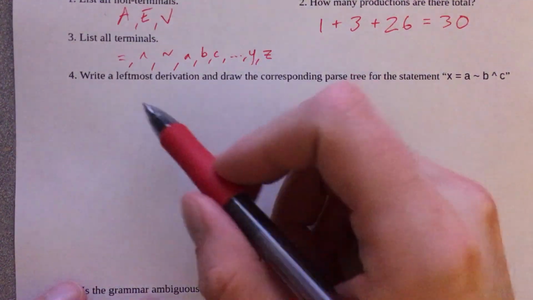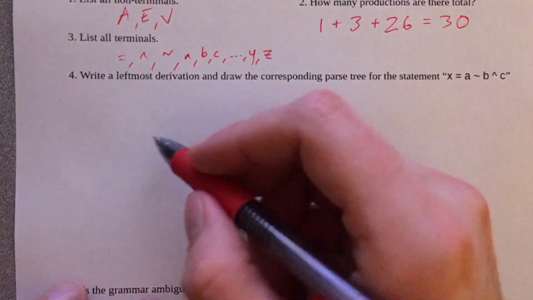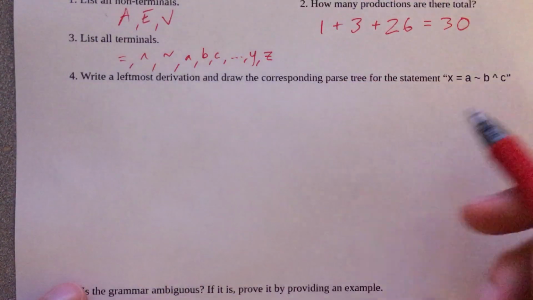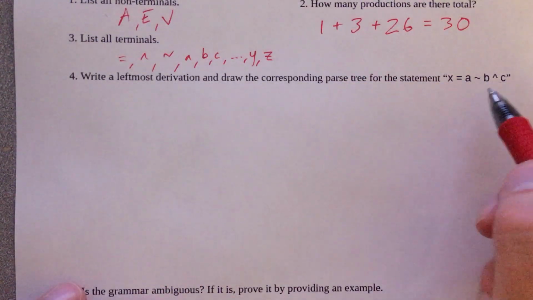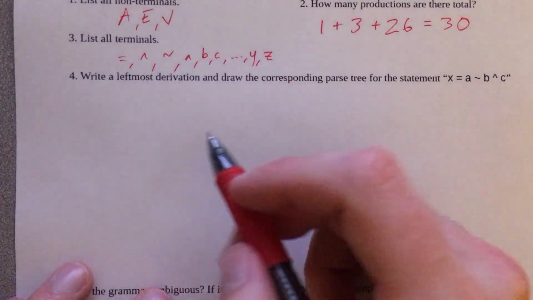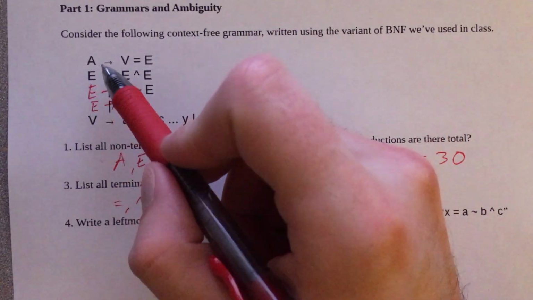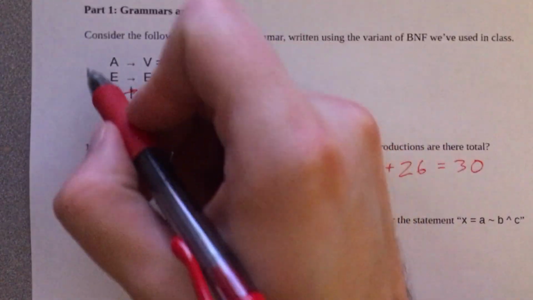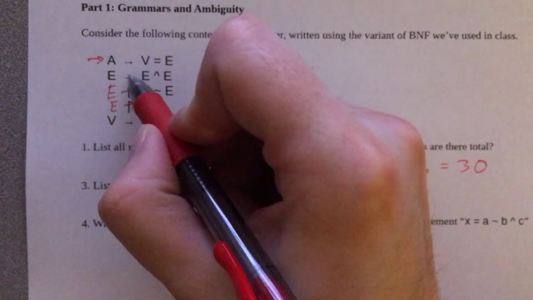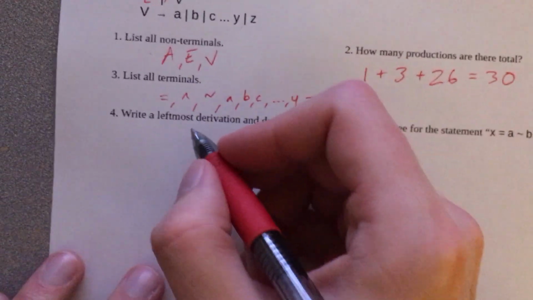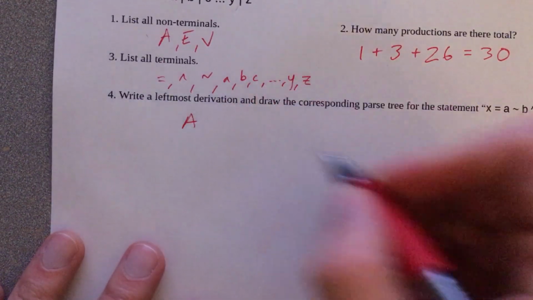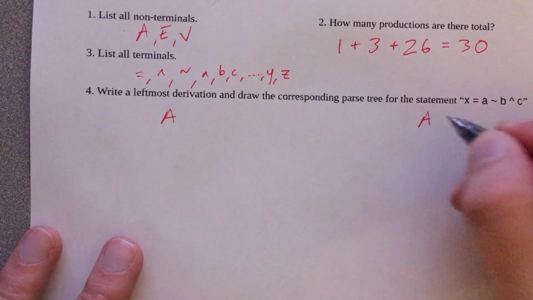Okay, so now we need to draw a parse tree and write a leftmost derivation for this statement or sentence here. So when we're doing a derivation, we have to start from the start symbol, and if the start symbol is not explicitly denoted, it's always the first non-terminal that's listed. So in this case, A is our start symbol. So our derivation starts with A, and that's also the root of our parse tree.